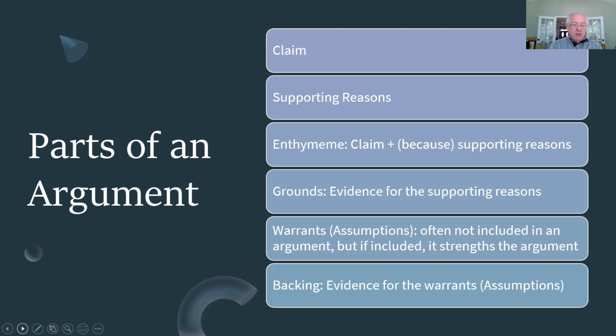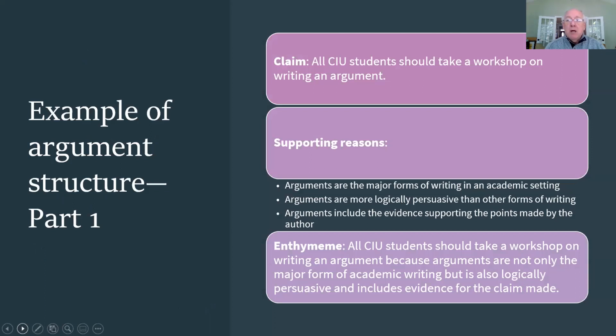So let me look at this claim that all students should take a workshop on writing an argument, that all CIU students, so that's the university at which I teach, should take a workshop on writing an argument. That's the claim. But I haven't given any supporting reasons, so I would brainstorm about the supporting reasons.